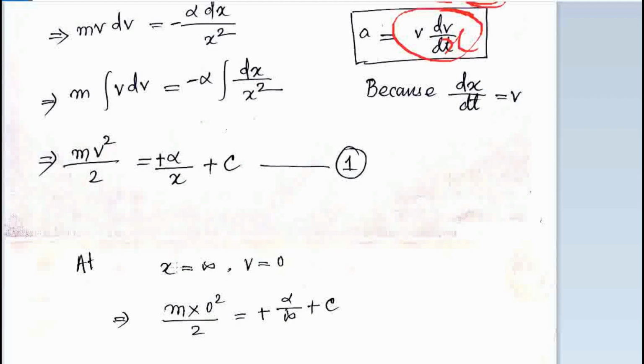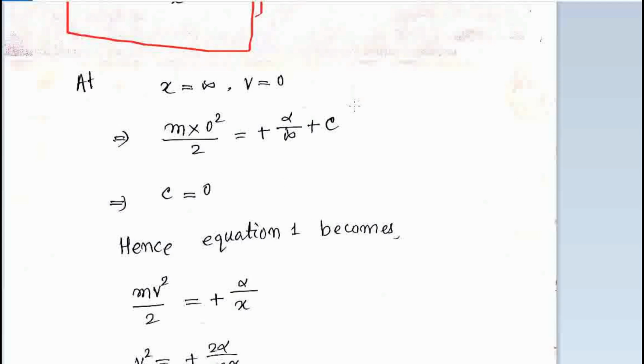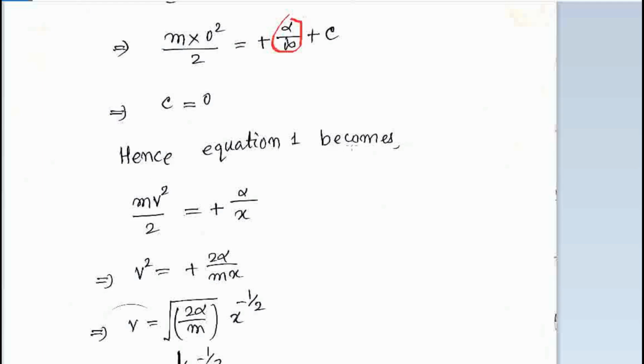So if you put x equals infinity and v equals 0 in this equation, you will get c equals 0, because alpha by infinity is 0. Something divided by infinity equals 0, and v equals 0 too. So 0 on the left side, and on the right side this term is also 0. So c equals 0. Hence equation 1 becomes, putting c equal to 0, m v square by 2 equals alpha by x.